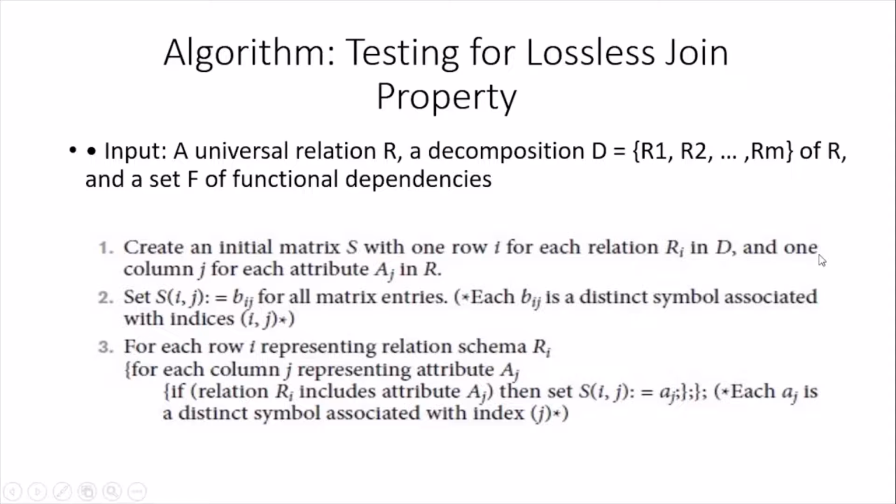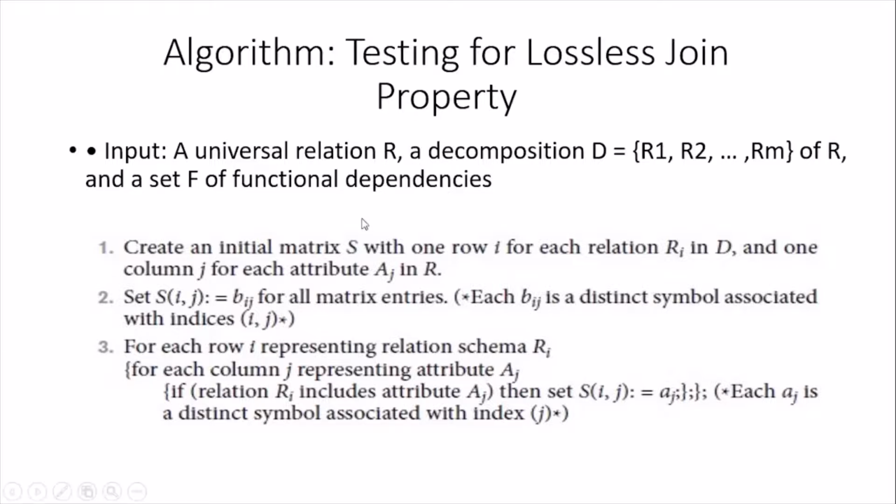So that is a matrix, and you can set values to this matrix. S(i, j), that is the ith row and jth column, you can set initially as bij for all matrix entries, where each bij is a distinct symbol associated with the indices i, j.